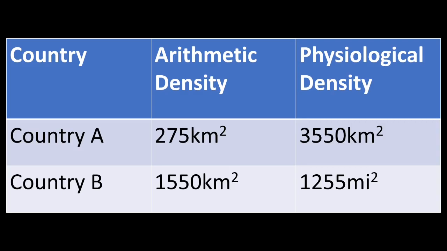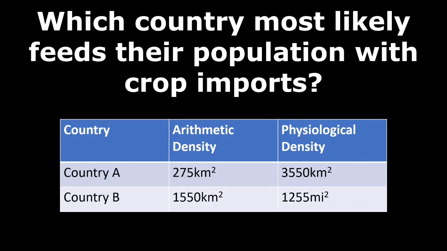All right, here I have a table of arithmetic density and physiological density for two made-up countries. So something you could use is comparing and contrasting different types of population density so you can determine data about the country, maybe its development, and then, of course, imports and exports. So I'm going to minimize that and ask a question. Which country most likely feeds their population with crop imports?